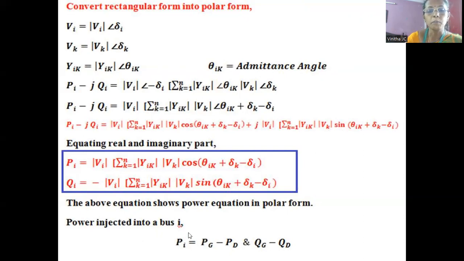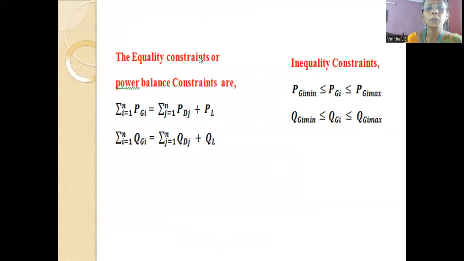The power injected into bus i is in general written as Pi equal to PGi minus PDi, and Qi equal to QGi minus QDi. Here are the equality constraints for this load flow analysis. The equality constraint for the power balance condition can be written as sigma i equal to 1 to n PGi equal to sigma i equal to 1 to n PDi plus PL. That is, generated power is equal to power demand plus transmission line losses. And similarly for reactive power.